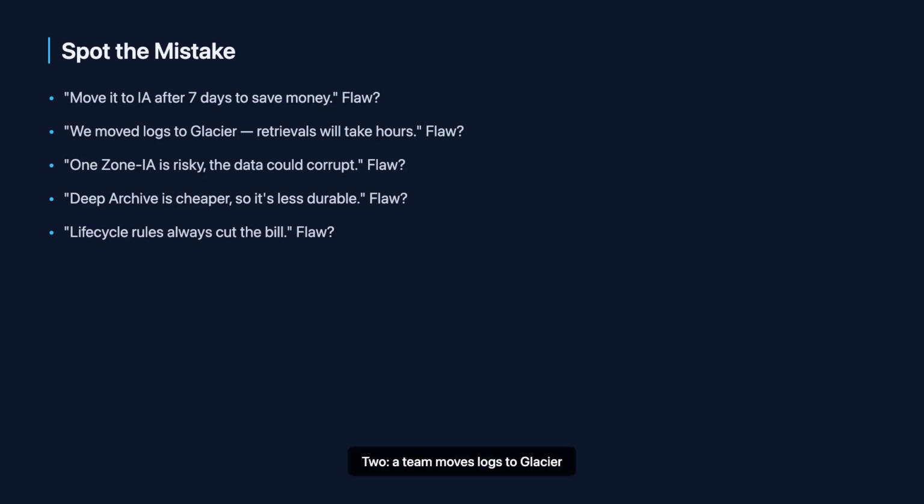2. A team moves logs to Glacier and warns that retrievals will take hours. The flaw: they meant Glacier Instant Retrieval, which returns in milliseconds. Not all Glacier tiers are slow. 3. An architect rejects One Zone IA because the data could corrupt. The flaw: durability is identical. The risk is only that an entire zone is destroyed, not that bytes rot faster.